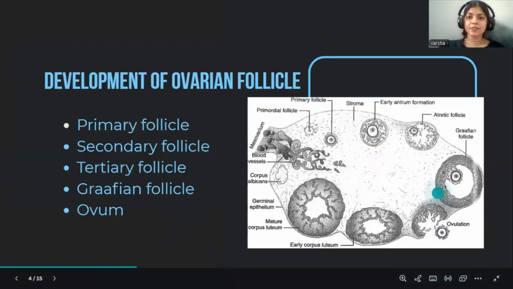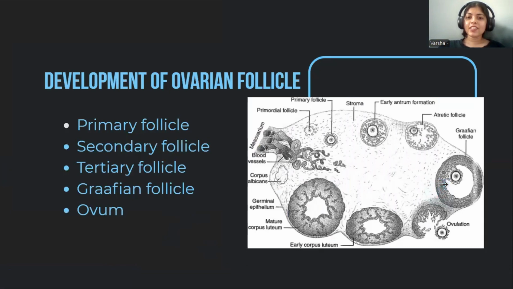Follicle development. Follicles develop in this order, and this sequence is very important. First, primary follicle, next, secondary follicle, tertiary follicle, Graafian follicle. I'm going to repeat it again. Primary follicle, secondary follicle, tertiary follicle, Graafian follicle. Because NEET has directly asked the sequence again and again, I would highly recommend that you understand the flow. Primary first, secondary second, tertiary third, and the fourth one is Graafian.